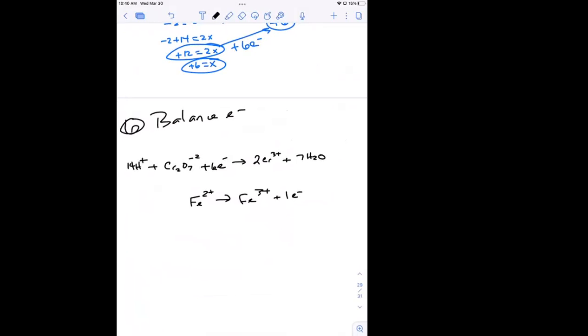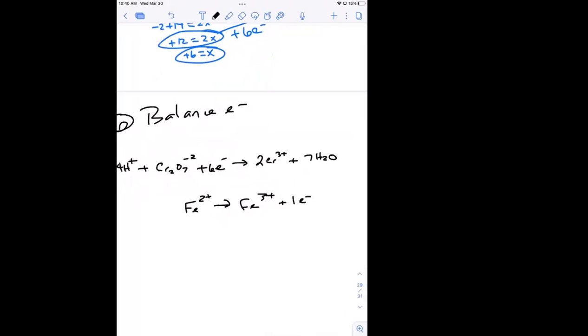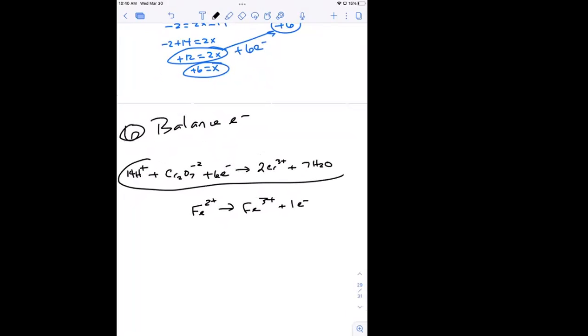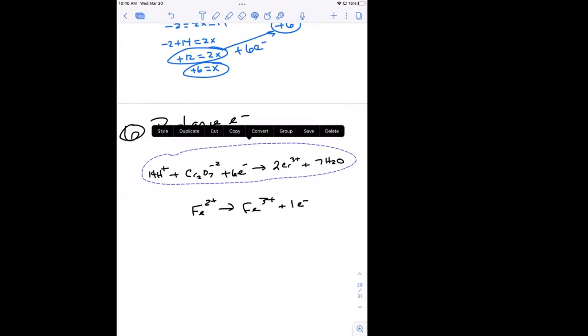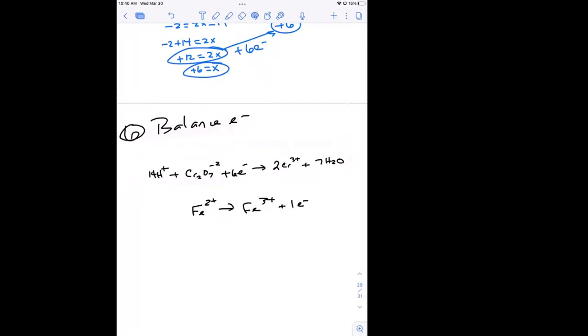You got 6 in the top half reaction. You got 1 in the bottom half reaction. What would you do? I want the same number of electrons in both reactions. I got 6 here and I have 1 here. What would you do there? What would you do if that was an atom and you needed 6 atoms on both sides? What would you do?